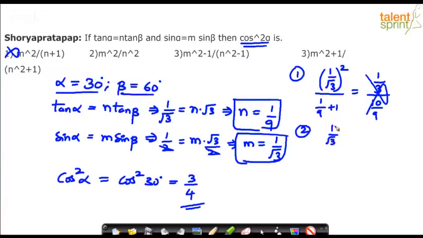So 1 by root 3 whole square divided by n square, 1 by 9 whole square. So this is like 1 by 3 divided by 1 by 81. No, even this wouldn't satisfy. Substitute the same values in option 3.